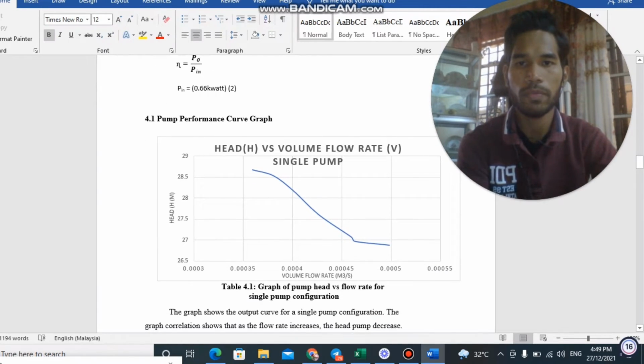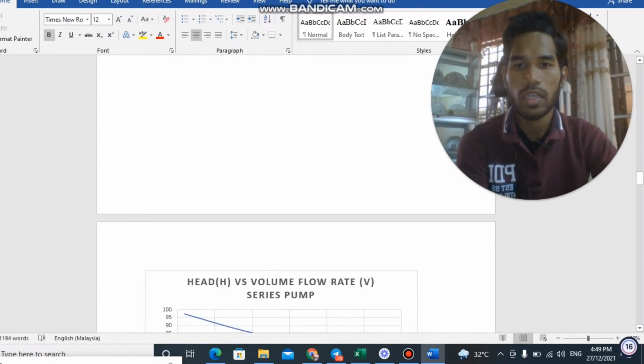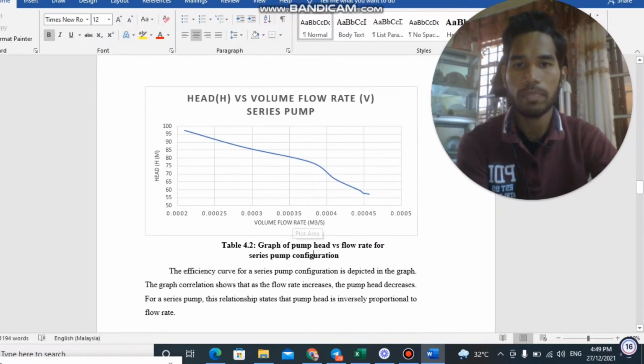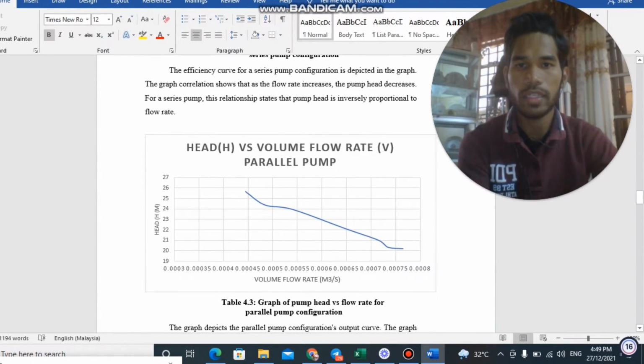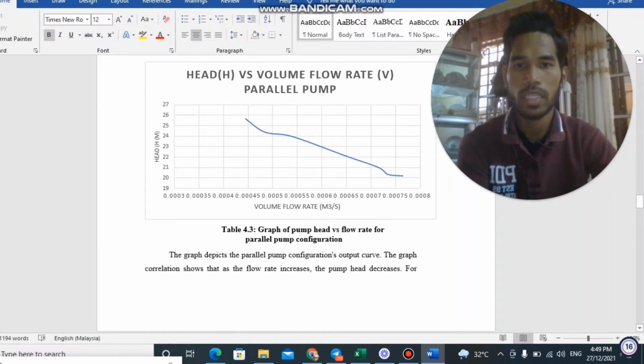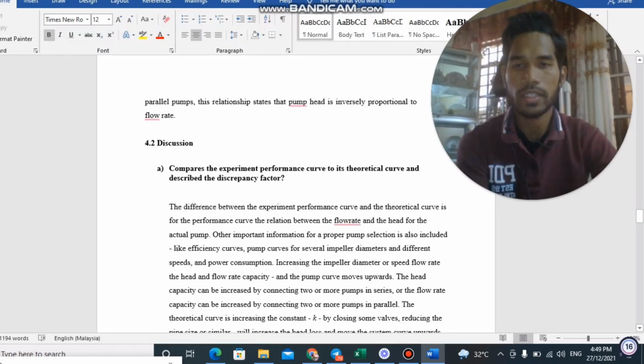This is a pump performance curve graph that shows the performance graph, the relationship stating that the single pump head is inversely proportional to flow rate. And then this is a series pump, and then this is a parallel pump, and then this is a discussion.